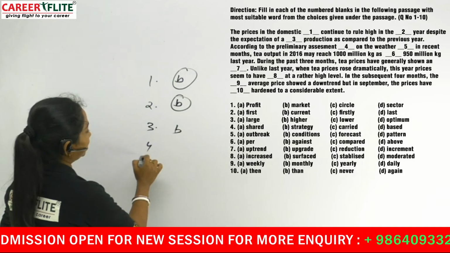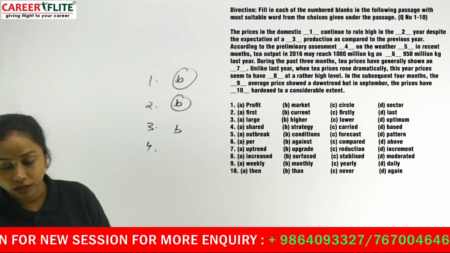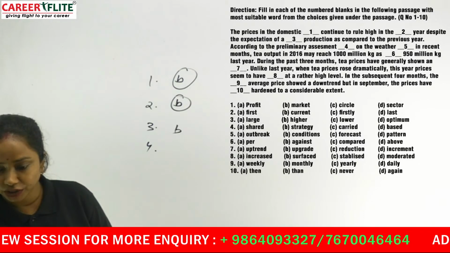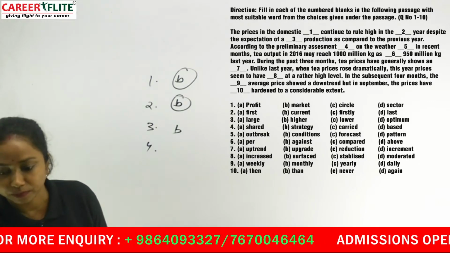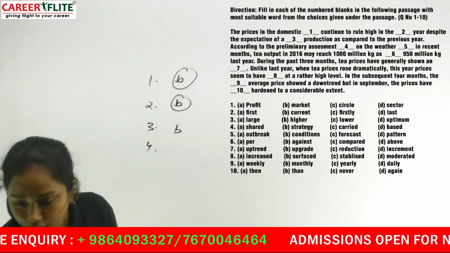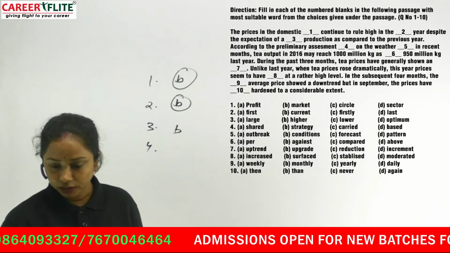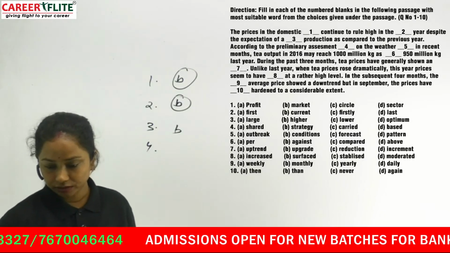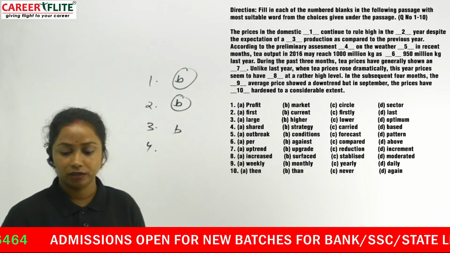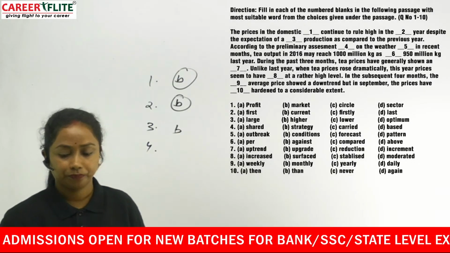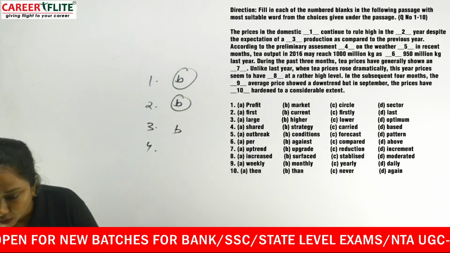Now let's read the next line. According to the preliminary assessment dash on the weather dash in recent months, tea output in 2016 may reach 1000 million kg as dash 950 million kg dash. Let's read the options for number 4: shared, strategy, carried, and based. So preliminary assessment dash on the weather, that will be based on the weather. Preliminary assessment based on the weather. So we have the option based in D.